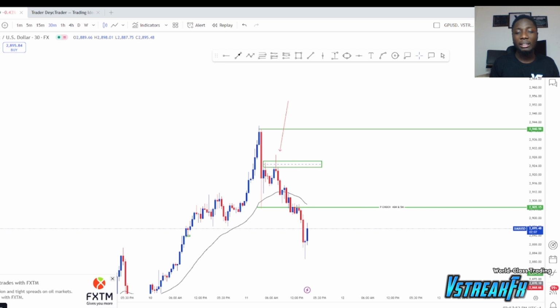It's just like the price is trying to hammer the top. Some people still call it a hammer, some call it a pin bar. So when we see that, we know that sellers are ready to take power.